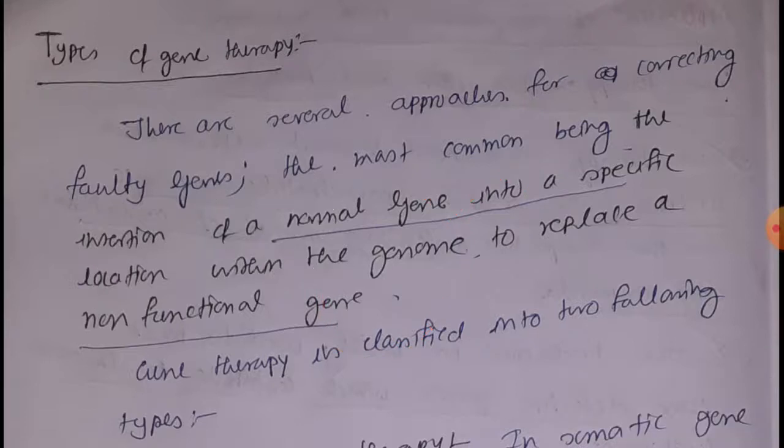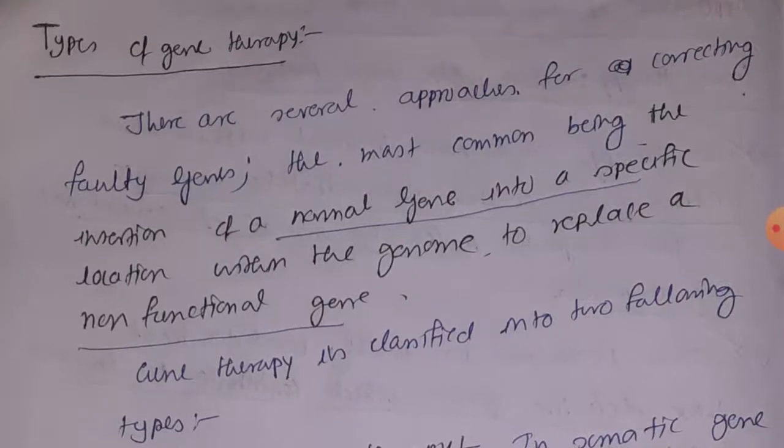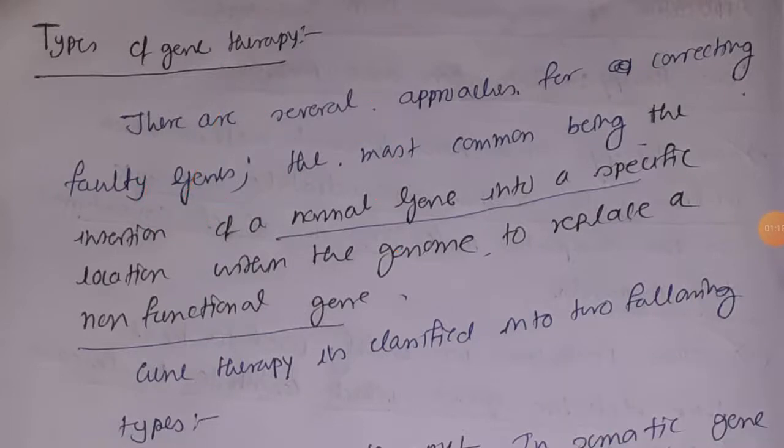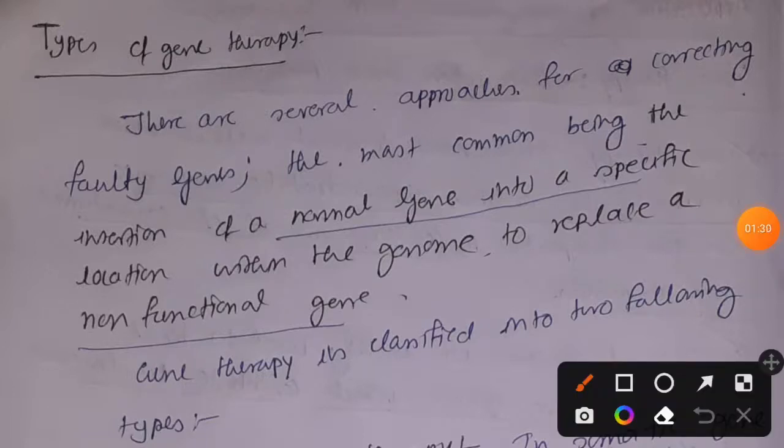So today we are going to discuss the various types of gene therapy. There are two types of gene therapy: one is somatic gene therapy, another one is germline gene therapy. First of all, there are several approaches for correcting the faulty gene, which is our main goal with the help of gene therapy. One method is just insertion of the normal DNA encoding normal protein and replacing the non-functional gene.